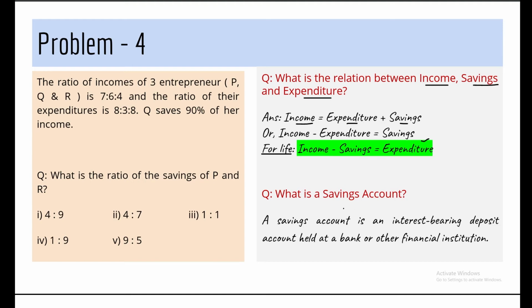So the next question is, what is a savings account? It was mentioned here that they save money, but where should they ideally be saving the money? So there is a term called savings account. A savings account is an interest bearing deposit account held at a bank or other financial institution. That means a savings account is nothing but a deposit account in a bank or a financial institution where they will give us some interest as we are saving the money in their account.